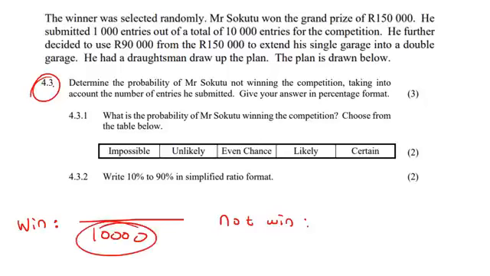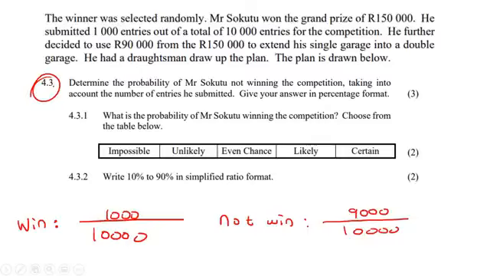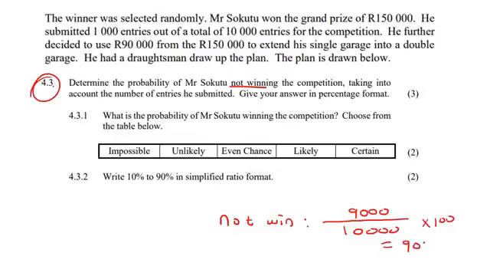So out of 10,000 entries, if he wanted to win, he had 1,000 out of 10,000 chance. Okay, but think about this carefully. There were 10,000 tickets available. He only purchased 1,000. So what is the chances that he won't win? Well, he's actually got a very big chance that he won't win. There's 9,000 tickets that he didn't purchase. So it says the probability of not winning. So this is the one we're doing here. Don't actually worry about this one. I was just showing you what that would look like. And then you're going to say multiplied by 100, and that's going to be 90%. So there is a 90% chance that he won't win.